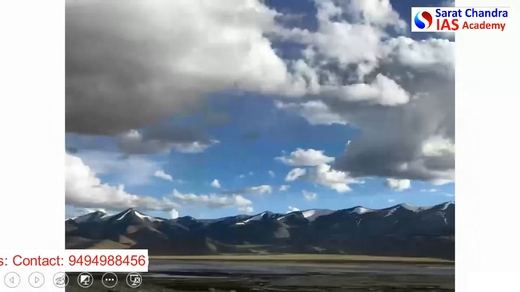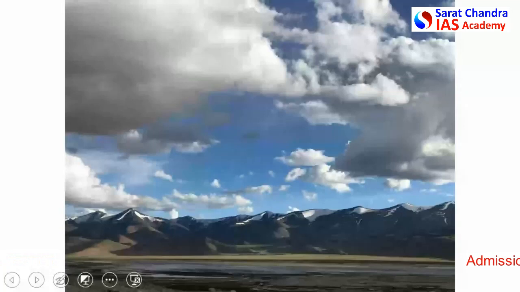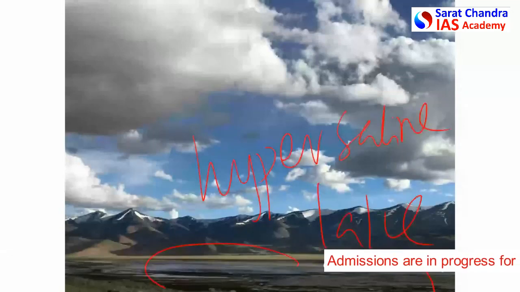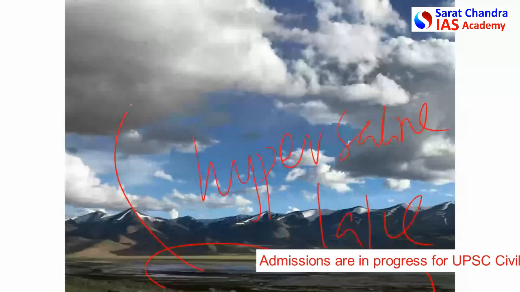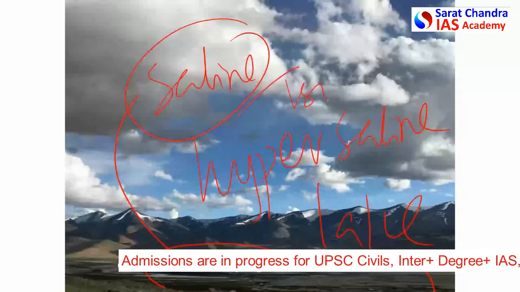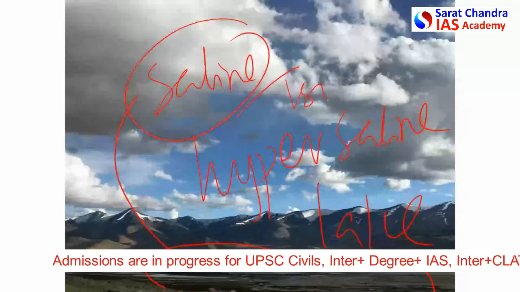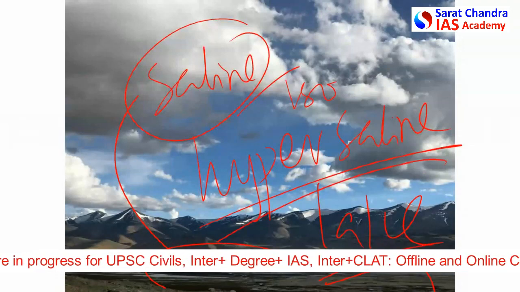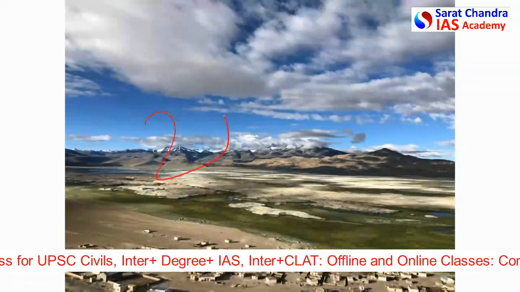It is a very beautiful hypersaline lake. Hypersaline means this lake has saline water. Because of the saline water and the evaporation, it is called Tsokar. Tsokar means very much fluorescent. It looks so beautiful. It's a hypersaline lake, a complex lake of two major wetlands.